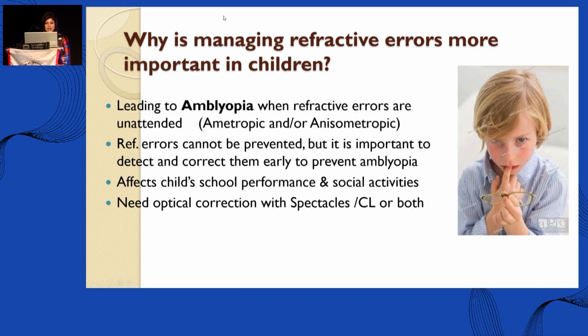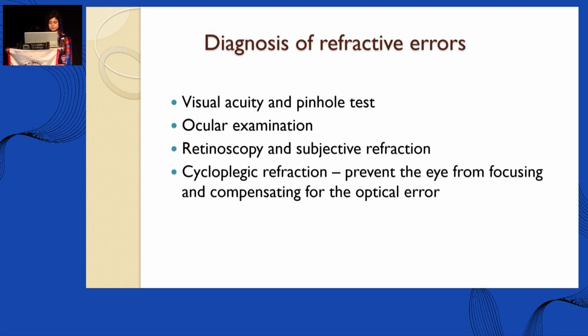Why is managing refractive errors more important in children than adults? Because uncorrected refractive errors lead to amblyopia, and it may be ametropic or anisometropic amblyopia. Ametropic means both eyes having similar refractive error. Anisometropic means dissimilar refractive error. Refractive errors can't be prevented, but it is important to detect and correct them early to prevent amblyopia, by optical correction with spectacles, contact lenses, or sometimes both.